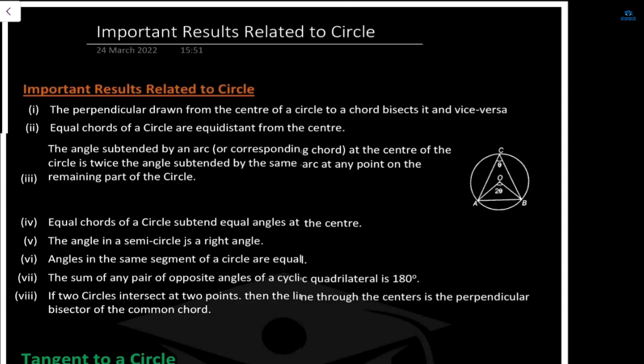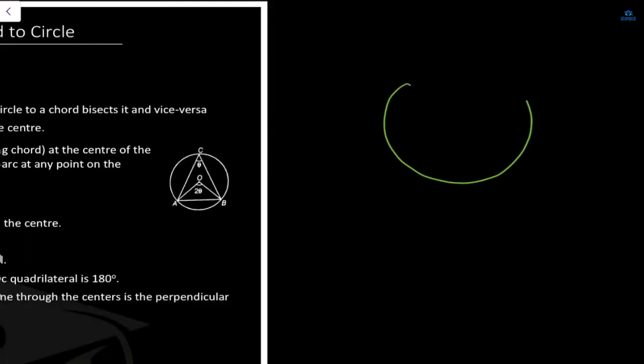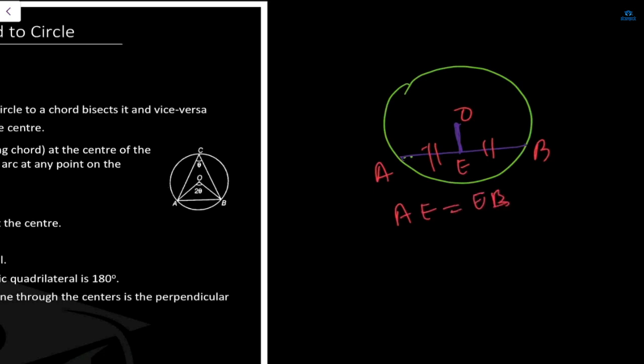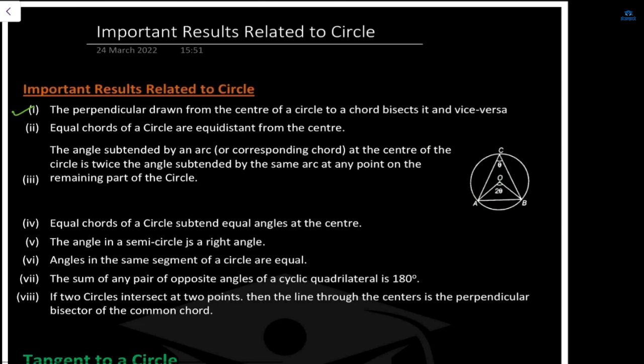Okay, now some important results that are related to circle that will help you. The perpendicular drawn from the center of a circle to a chord bisects it. If you are drawing a perpendicular, this is your chord, and this is your center. If you are drawing a line perpendicular to the chord, then it is going to bisect this chord. These two distances will be equal. Okay, O A B E. So AE will be equal to EB. Understood? So the perpendicular drawn from the center of a circle to a chord bisects it, and vice versa.